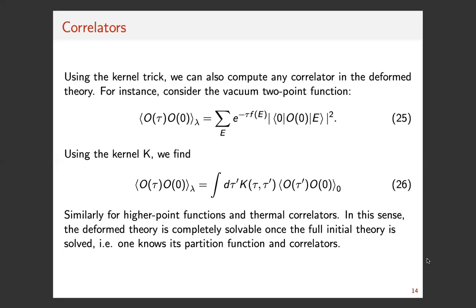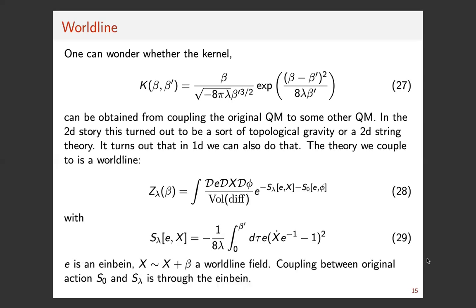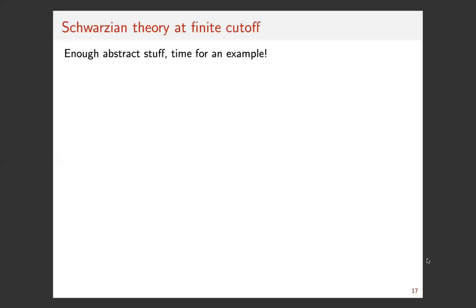Okay, sounds good. So let me move on to one or two more things. This worldline thing is just a realization that you can study this kernel. You can rewrite that as some worldline action, so you're coupling the quantum mechanics to a worldline, and you can work out what that coupling is and what the partition function exactly looks like, and you'll get this kernel back again.